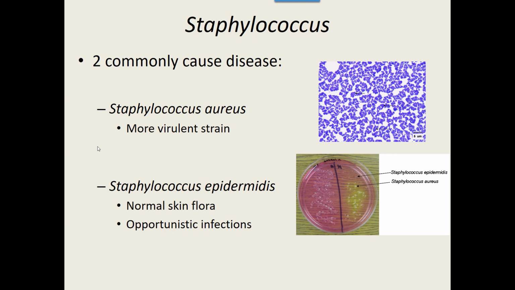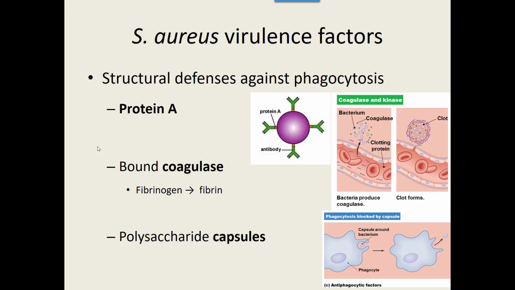Staph aureus is the more virulent strain, causing more diseases. Staphylococcus epidermidis is normal flora, it's part of its name, and it likes to live on your skin, but it can become opportunistic if it gets into open wounds. Now, we're going to talk about Staphylococcus aureus first, which is the more virulent strain. And it has lots of virulence factors. These are all things that really help the bacteria out, which then always means it's bad for us.